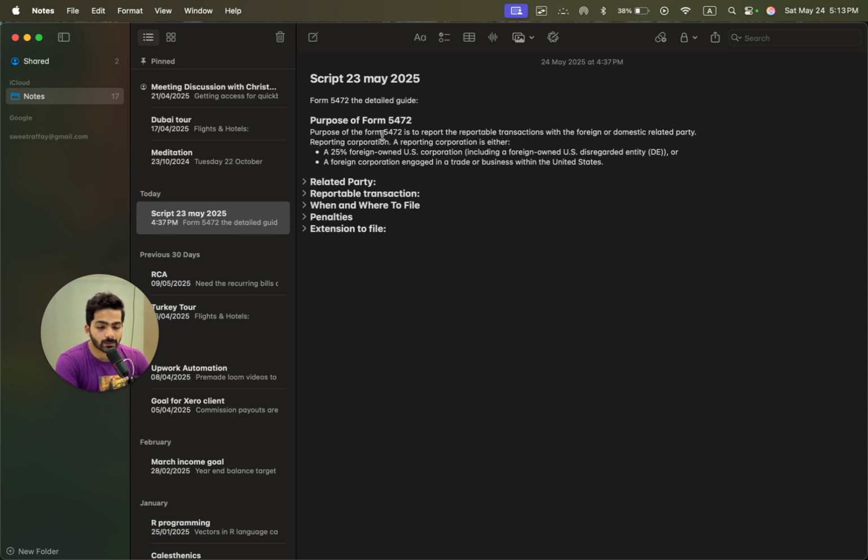Why do we need this form? We need this form if we have any reportable transactions for both entities. Like, I contribute money towards my business, or I withdraw any money out of my business, that will be regarded as a related party transaction. So we can discuss that now.